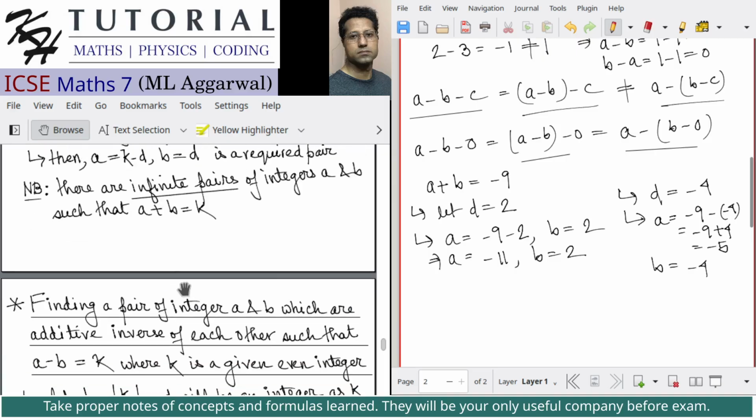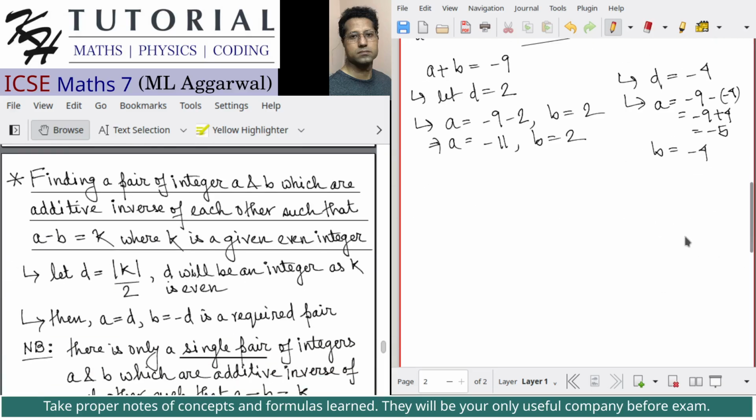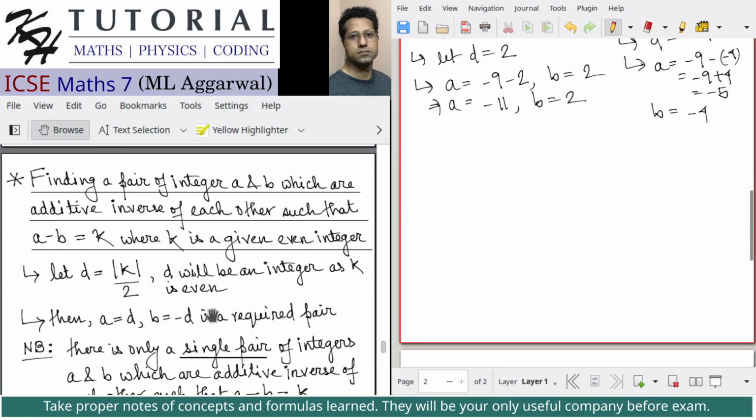Okay, the next kind of problem to solve is finding a pair of integers a and b which are additive inverses of each other such that their difference, that is a minus b, is equal to k, where k is a given integer, and it is an even integer. Now remember that k is an even integer. It could be positive even like 4, 6, 8, or k can be a negative integer like -2, -4, -10, but k will be an even integer, that is, k will be divisible by 2.